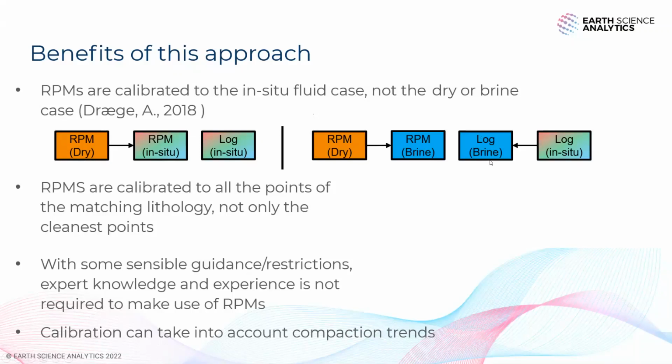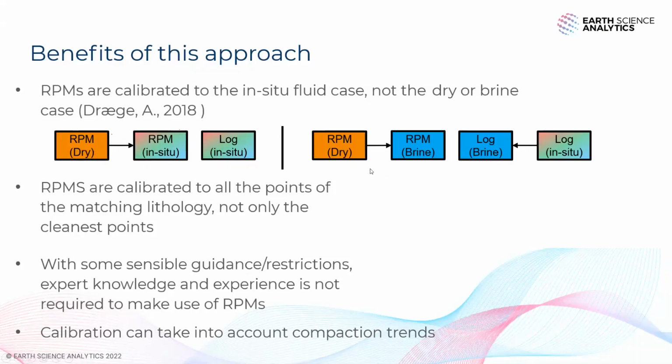So it can be really skewed, so that gives you a larger error value. So effectively, if you look at the little boxes below, what we're doing is we're going from the RPM in the dry case, substituting through to the RPM for the in situ fluids, and then we just compare that to the log for the in situ fluids.